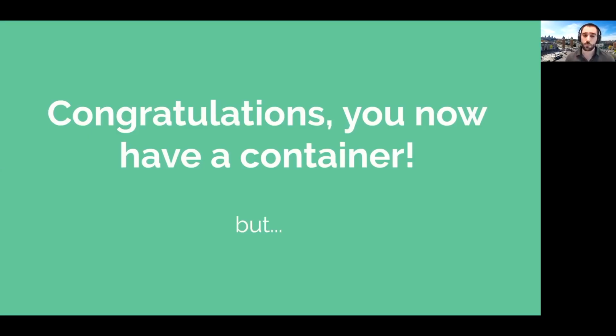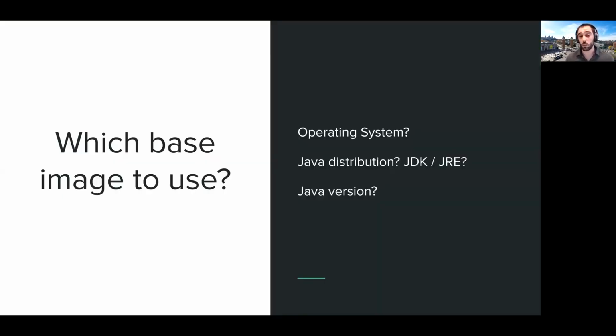For instance, the first thing that could come into your mind is which base image we should use. And the base image implies a bunch of things, right? It implies the operating system that you'll be running on. It also implies the Java distribution, whether you want to use a JDK or a JRE, and the Java version as well. Do you want to run on Java 8, Java 11, Java 14? So this is basically the first question that comes into your mind.